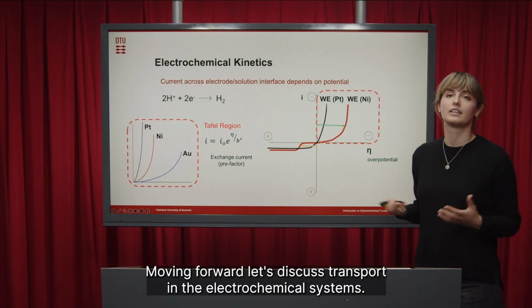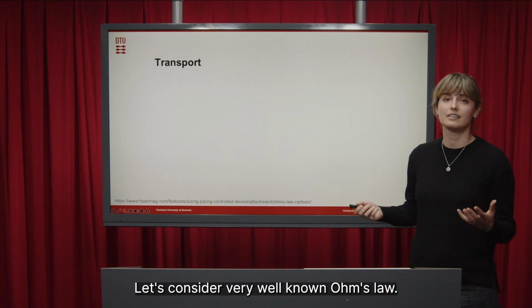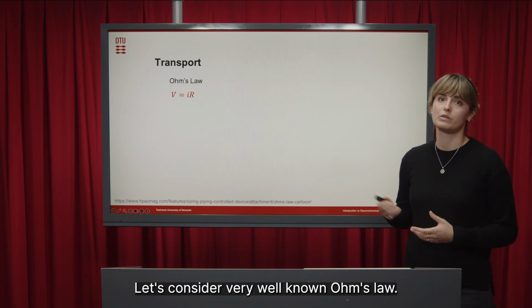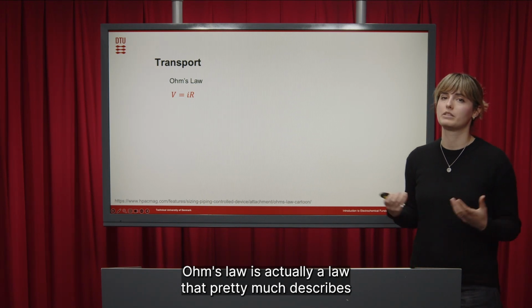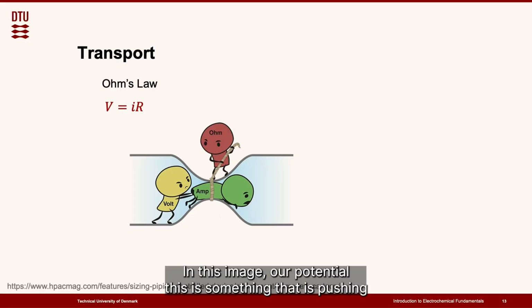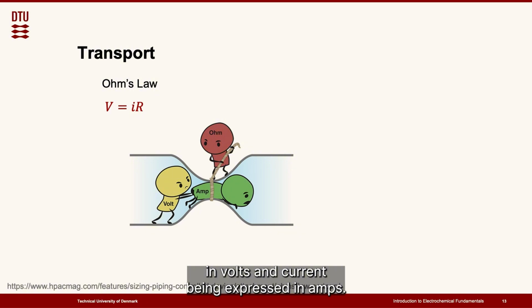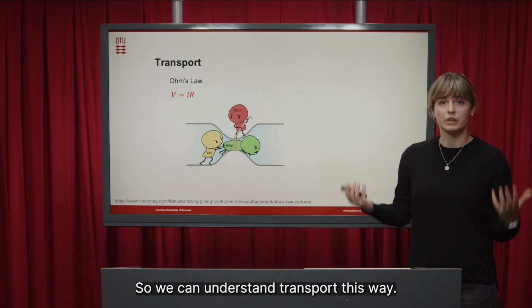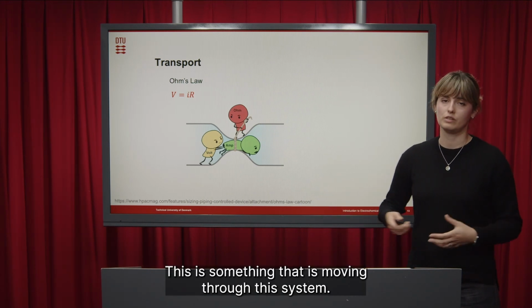Moving forward, let's discuss transport in electrochemical systems. Let's consider the very well-known Ohm's law. Ohm's law is a law that pretty much describes the transport in the system. In this image, our potential is what pushes our current through the system, potential being expressed in volts and current being expressed in amps. So we can understand transport this way. This is something that is moving through the system.